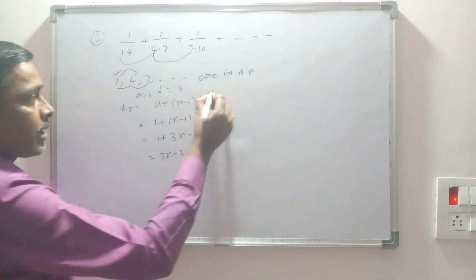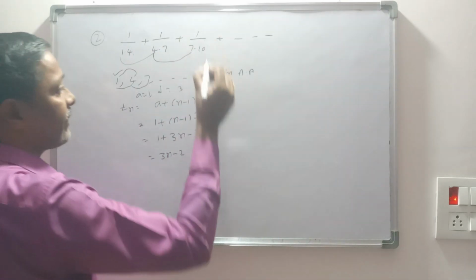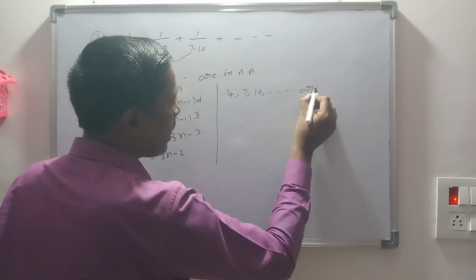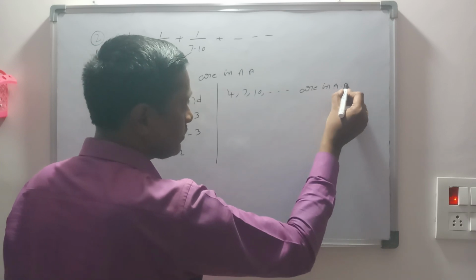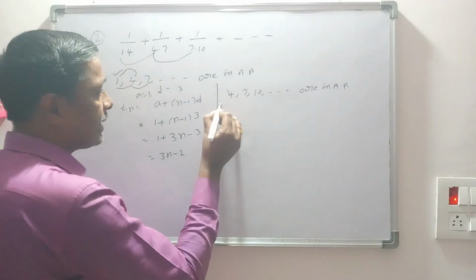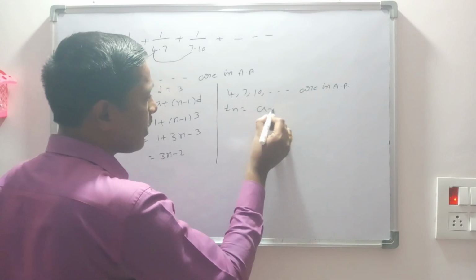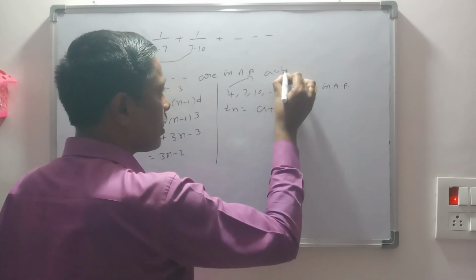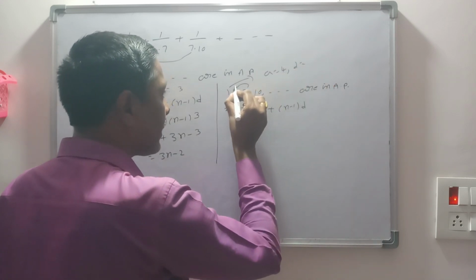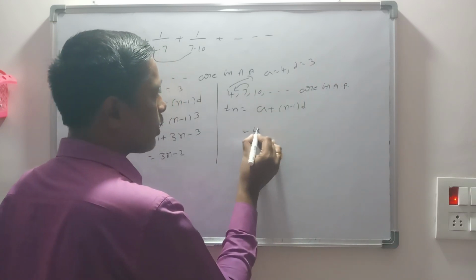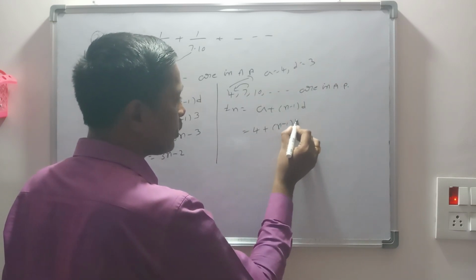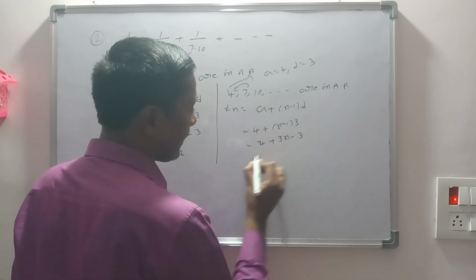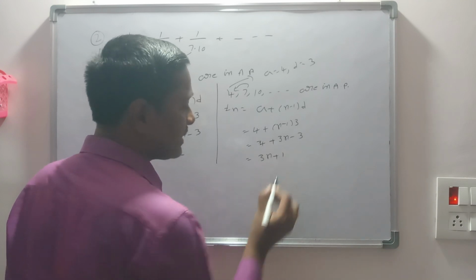What is the second term? 4, 7, 10 and so on are in AP. What is the nth term? Tn equals, what is the formula? A plus (n minus 1) into D. What is A? 4. What is D? 7 minus 4, 3. 4 plus (n minus 1) into 3, that equals 4 plus 3n minus 3, which is 3n plus 1. This is the second term.